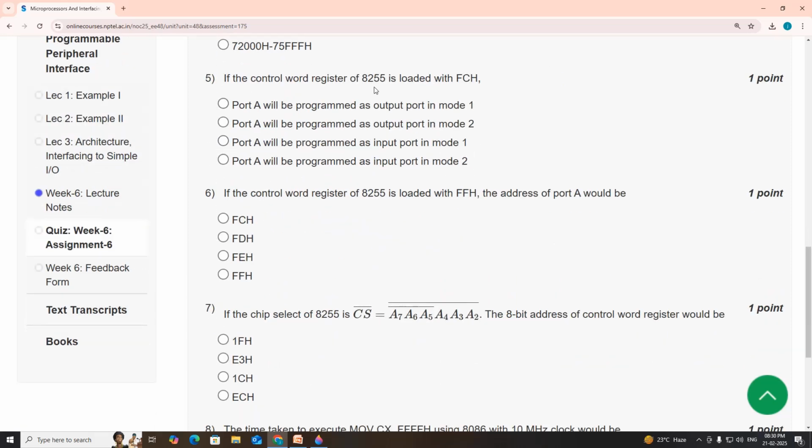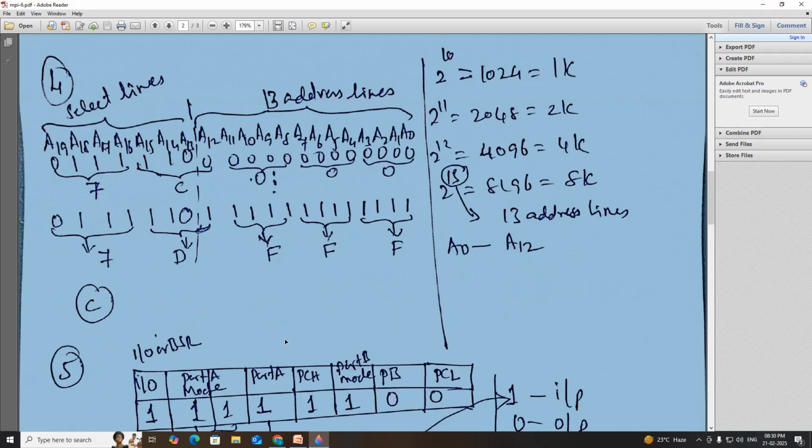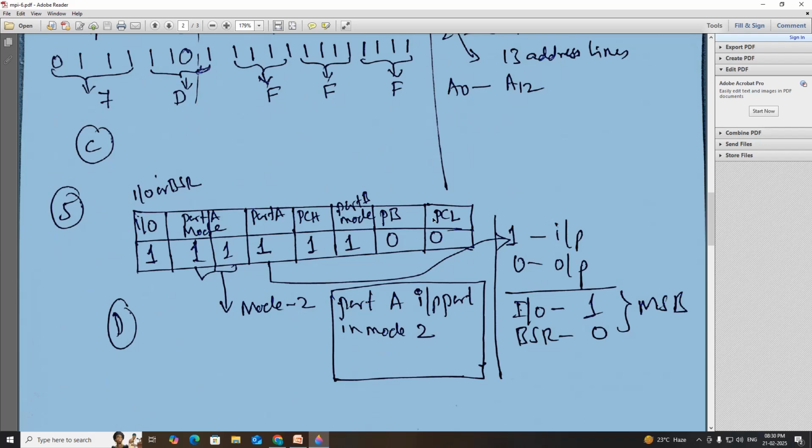We'll move on to the fifth question. The control word is FC. This is the control word format for 8255: port C lower, port B, mode of port B, port C upper, port A, and this is the mode for port A. This is I/O mode or BSR mode.